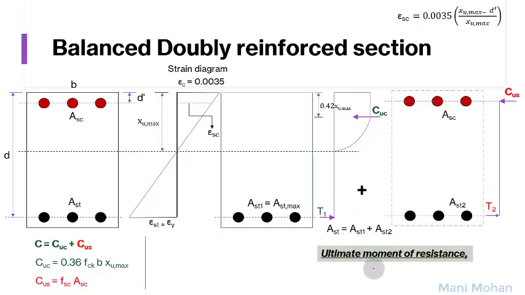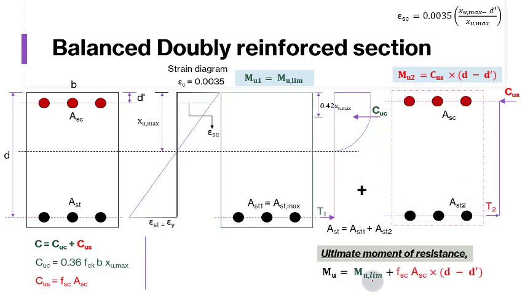How to compute ultimate moment of resistance? Now for this section, which is a singly reinforced section, balanced at balanced condition, so Mu1 will be equal to limiting moment of resistance, while here the ultimate moment of resistance will be, if I consider compression into this lever arm, so it will be CUS into this lever arm, which from geometry is d minus d dash.